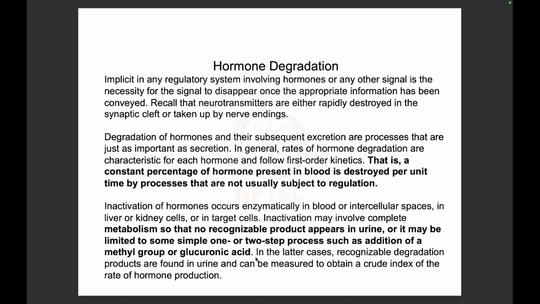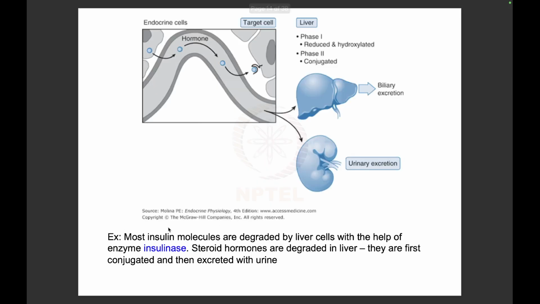glucuronic acid. Here you can see that most insulin molecules are degraded by liver cells with the help of the enzyme insulinase. So here you can see the endocrine cell, the hormone which is there in the capillary, and this is the target cell. In the liver, phase 1 is reduced and hydroxylated, phase 2 is conjugated. The enzyme which is present for the degradation of this hormone is insulinase.